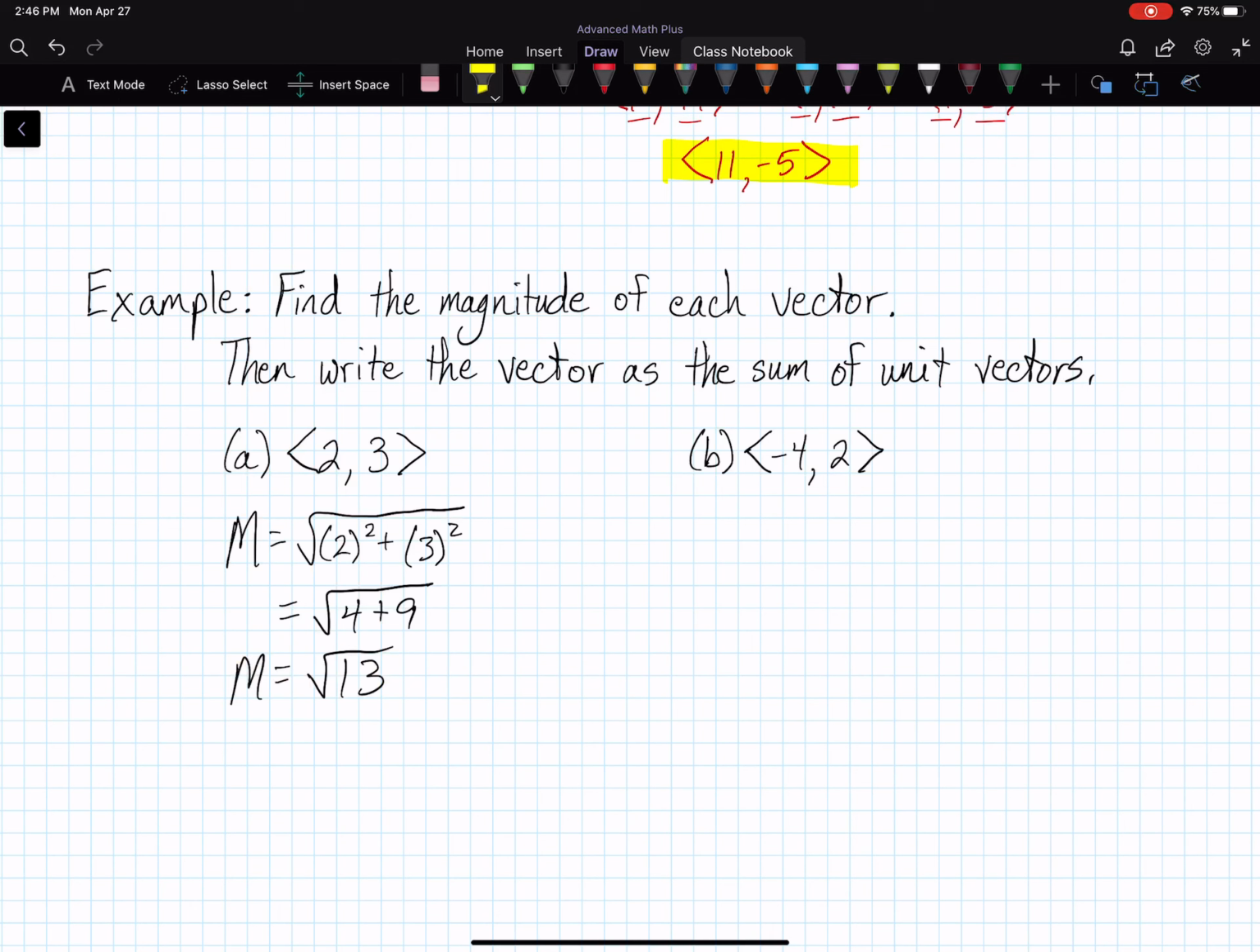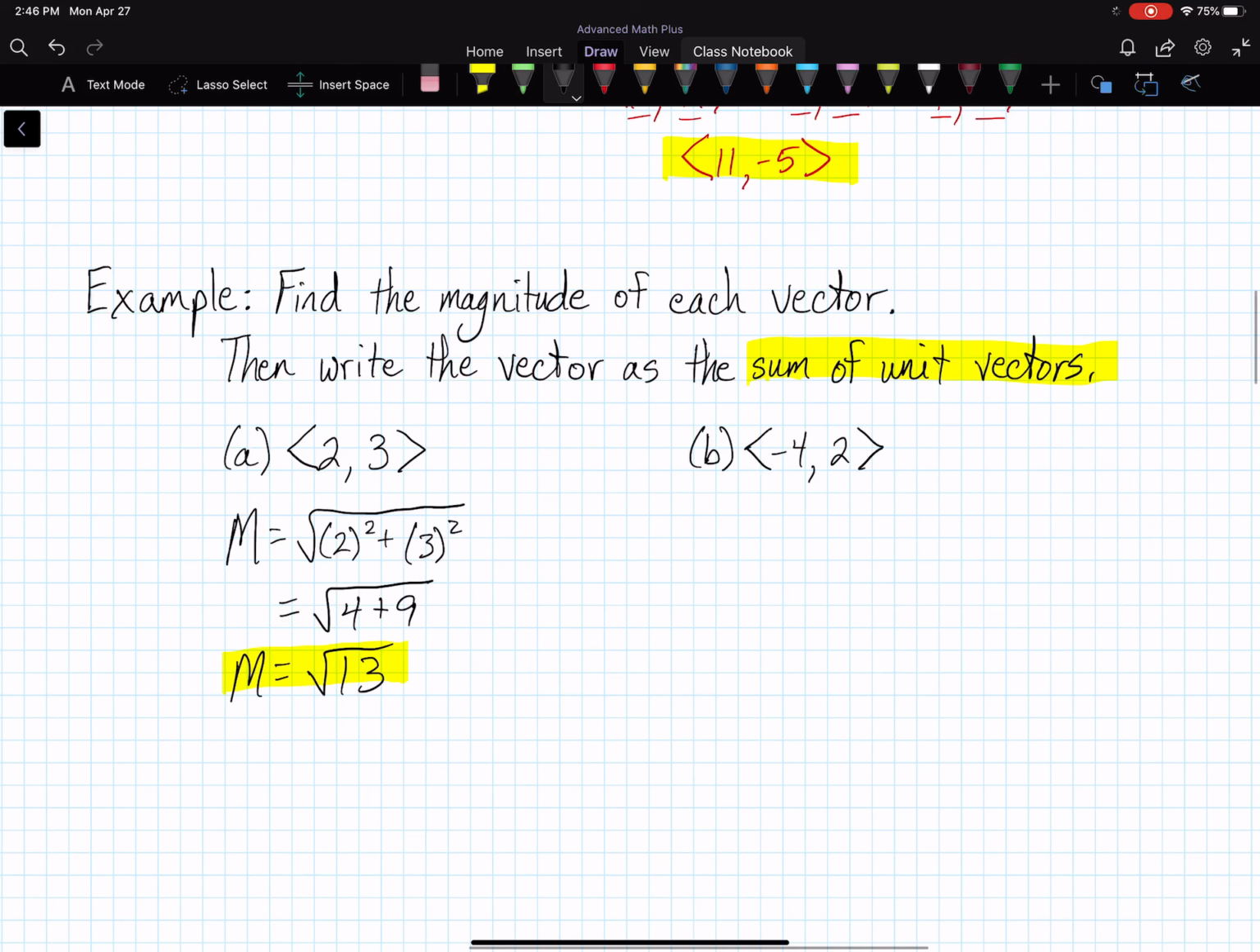So we're done there. And then to write the vectors as the sum of unit vectors, well, that's the part that we had talked about earlier. You just take your vector, 2, 3, and you add the unit vectors with it. So that's going to be 2 times vector i plus 3 times vector j. Piece of cake.